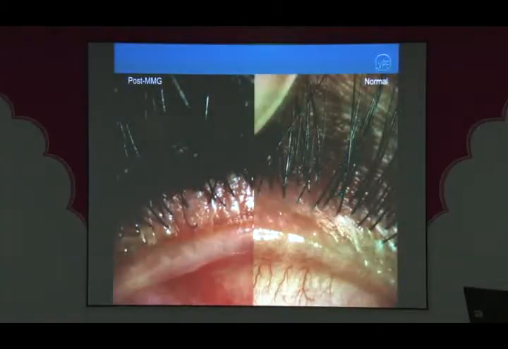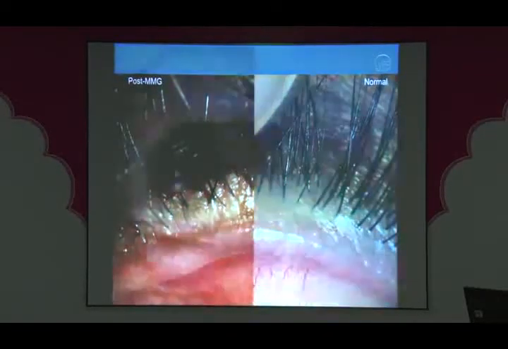This is how the lid margin looks after an MMG, and if you compare it with a normal lid margin, you can see that the normal anatomy of the lid margin, the smoothness of the posterior lid margin, etc., can be restored very well with mucous membrane grafting. And that is why it works very well.